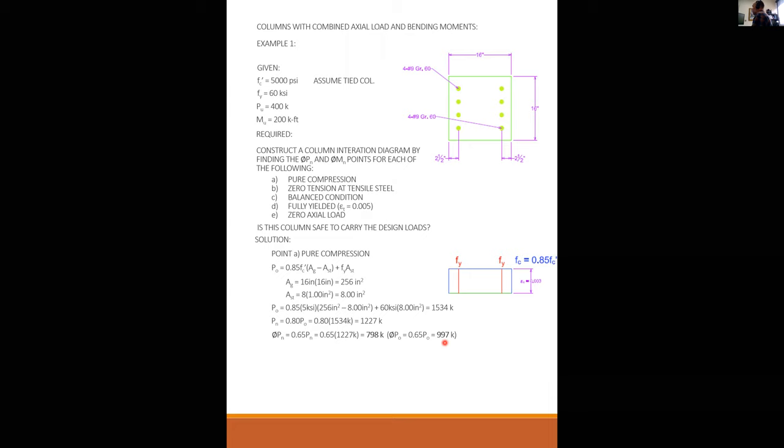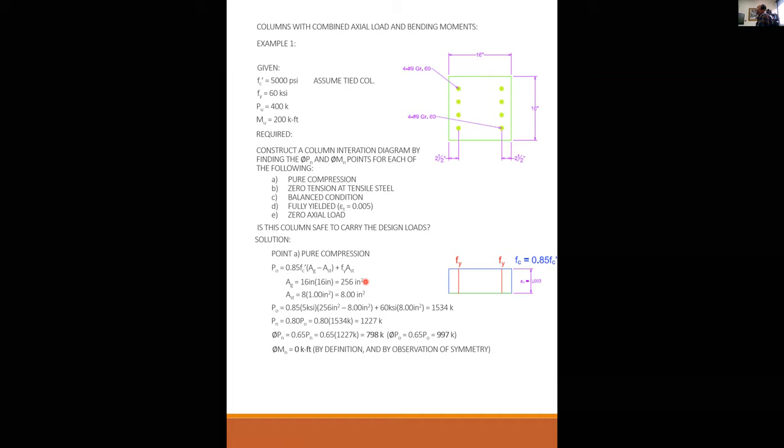My phi Mn is equal to zero because this was a pure compression by definition. And also, if you looked at the symmetry of this, everything on the left of the center line is exactly balanced by everything on the right of the center line. There is no eccentricity. There is no moment. So phi Mn is equal to zero.